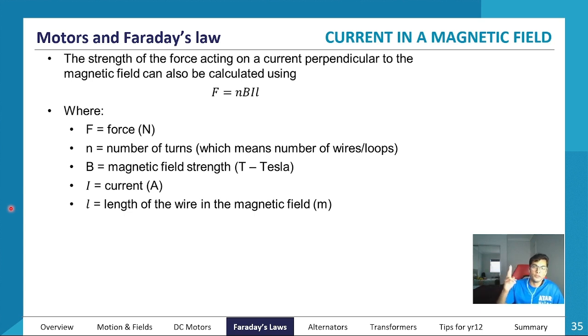There are two new variables in this equation. The first one is N, and N is the number of turns. For now, we are dealing with a single piece of wire carrying current. But in industrial settings, we need more than one wire. So instead of one wire, there might be 5, 10, or 20 wires that are carrying the current. And so N basically represents how many wires are carrying the current.